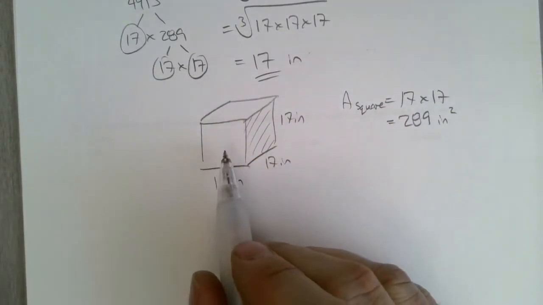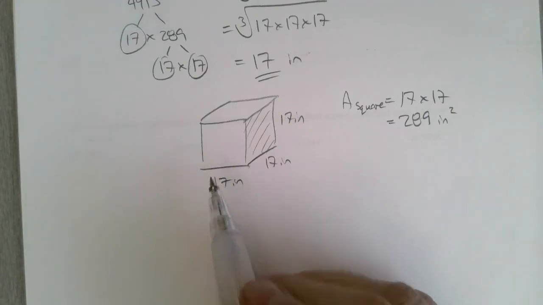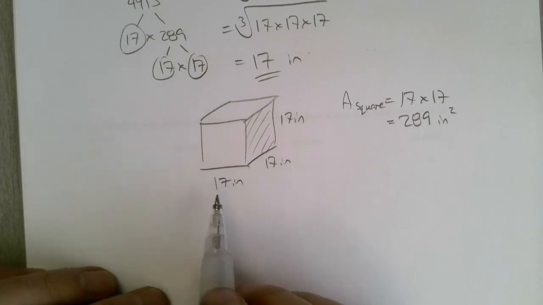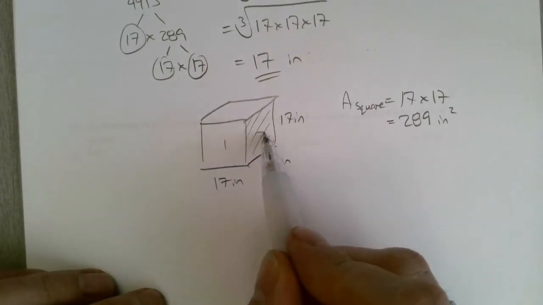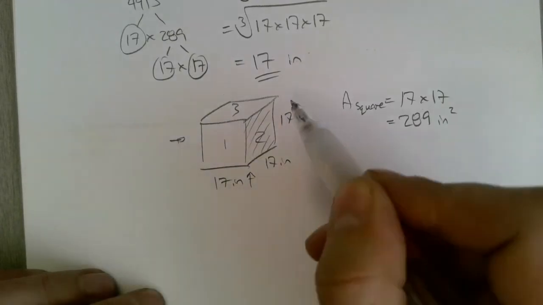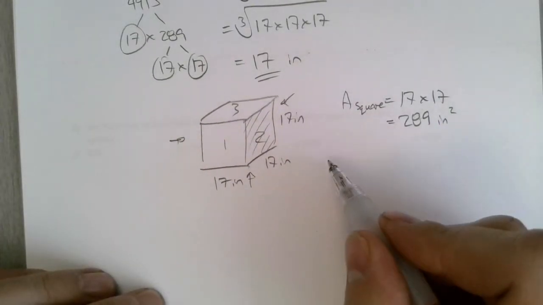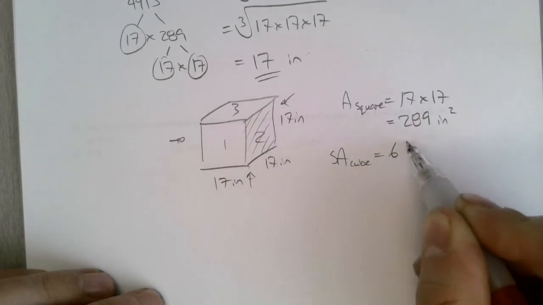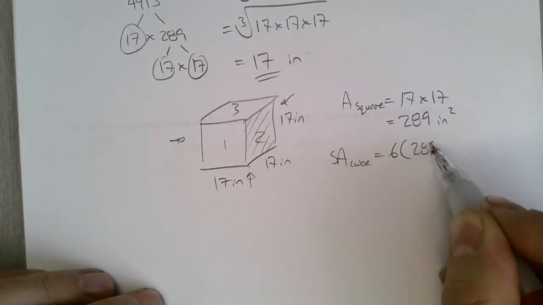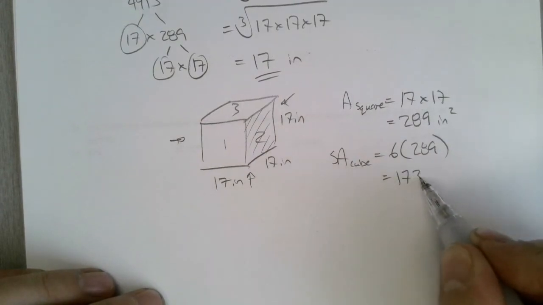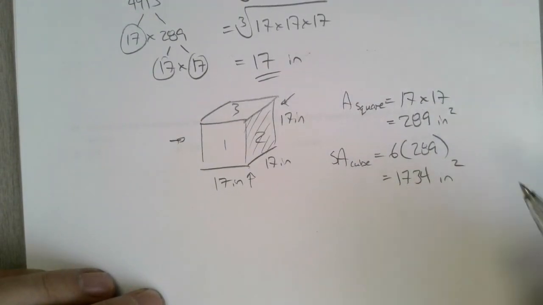Now the thing is, how many of those faces are there on a cube? Well, there's 1, 2, 3, 4, 5, and at the back there's 6. So there's 6 of them. So the surface area of the cube is going to be 6 times 289, and it turns out that amounts to 1,734 inches squared.